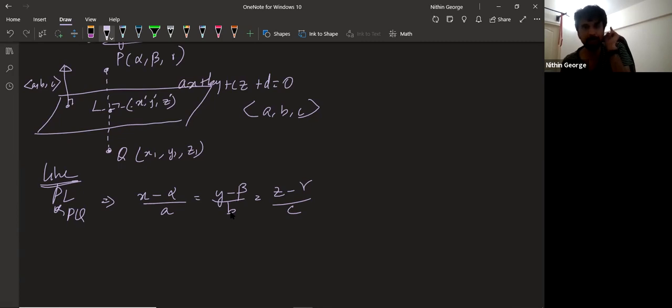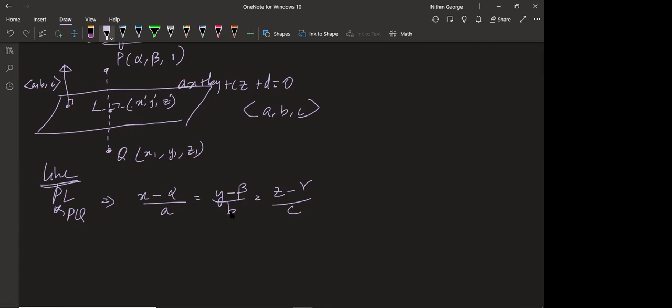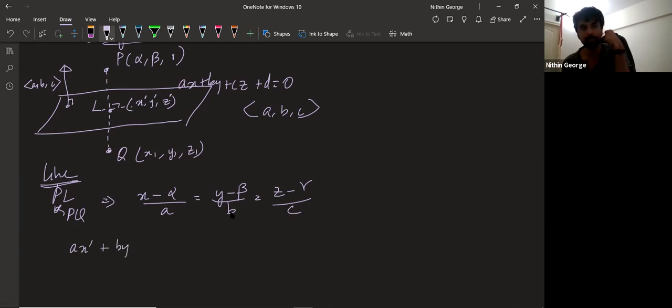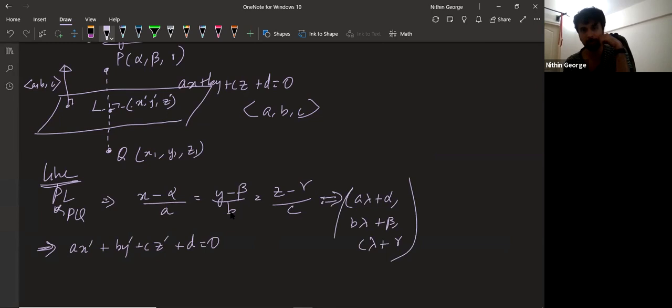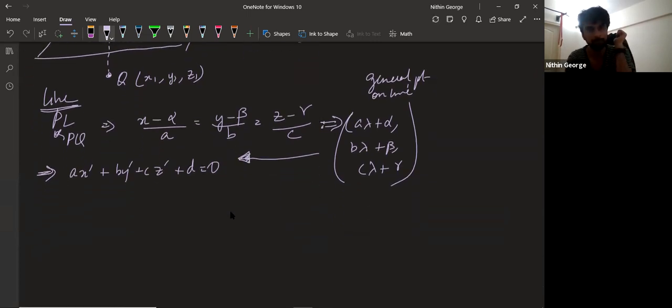Because X dash, Y dash, Z dash also lies on this plane, I can say that AX dash plus BY dash plus CZ dash plus D equal to 0. So the generic point on this line is nothing but A lambda plus alpha, B lambda plus beta, and C lambda plus gamma. This is important. This is the general point on the line. So this point lies on this plane. We are looking for that particular point that also lies on this plane.